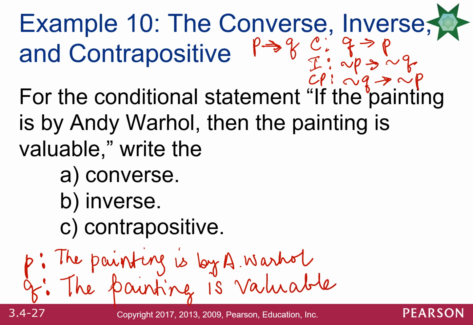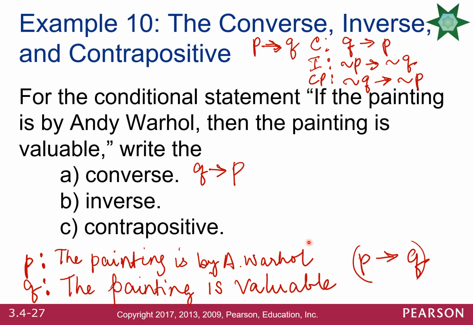So the conditional form of this would be if P then Q, correct? That's the conditional form. So the converse of that would be if Q then P. So how would we write that in words, or how would we say that in words? It would be if the painting is valuable, then it is by Andy Warhol.